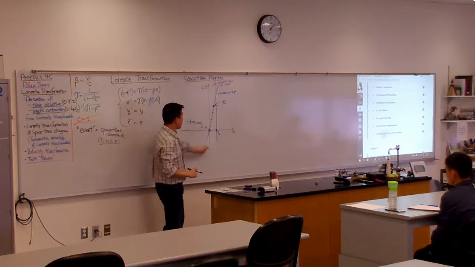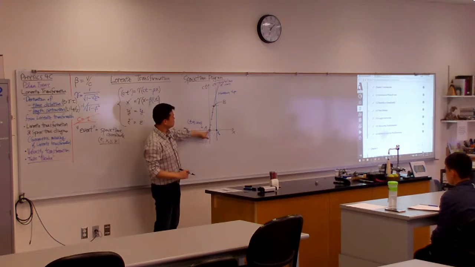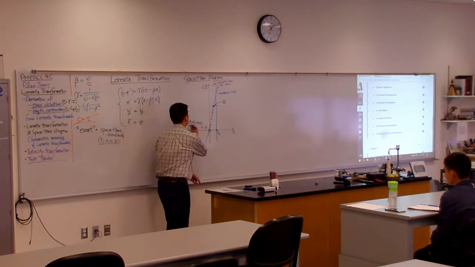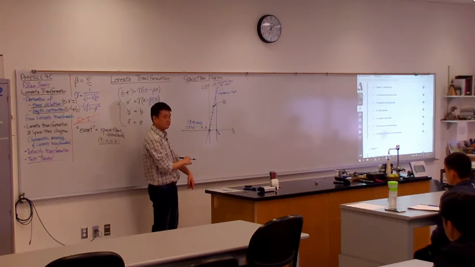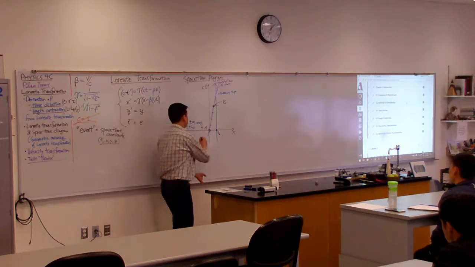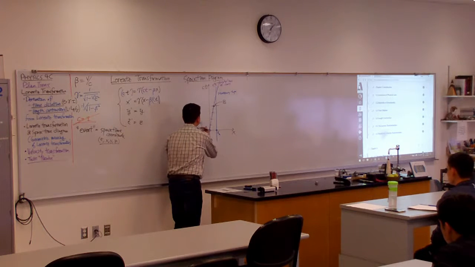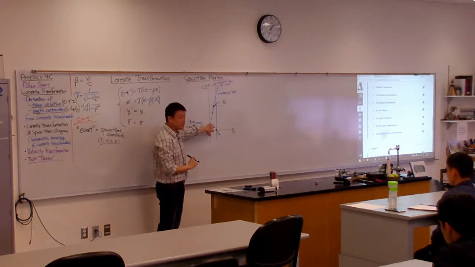What about in the primed coordinates? t prime is also equal to 0, right? That's how I'm defining my coordinate system. So t prime is equal to 0. What about x prime? Probably 0, right? Okay, so good. So A is just my origin event.